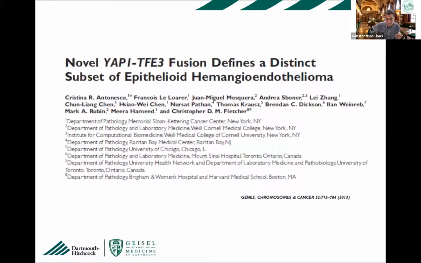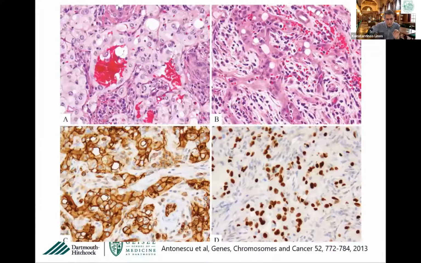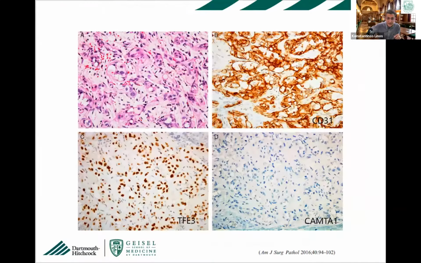And the subset that I told you, the YAP1-TFE3, looks different as vasoformative. You're never going to see a classic epithelioid hemangioendothelioma that vasoformative, because the classic epithelioid hemangioendotheliomas are primitive endothelial differentiation. They have these intracytoplasmic vacuoles, but you're not going to see very good vasoformation, but you see that in the YAP1-TFE3. Here another example, I have this very eosinophilic cytoplasm, and of course TFE3 positive and CAMTA1 negative.